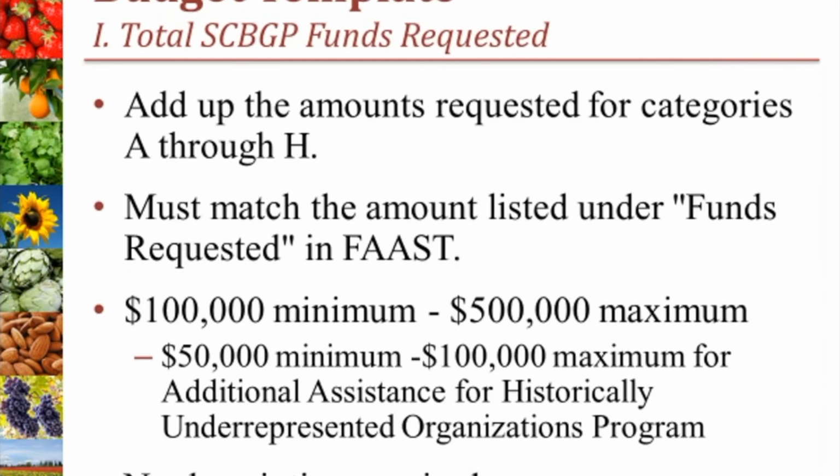Category I is where you will indicate the total SCBGP funds requested. Add up the amount requested for budget category A through H and enter this amount under category I. Again, the total funds requested cannot be less than $100,000 or greater than $500,000, or for the additional assistance program, less than $50,000 or more than $100,000. And also, for this budget category, no description is required.